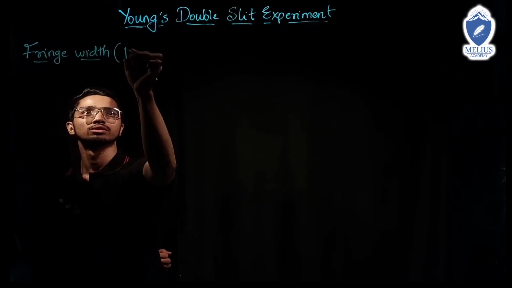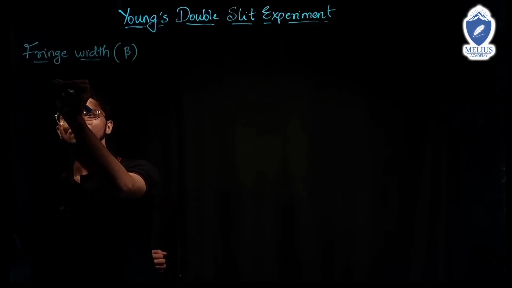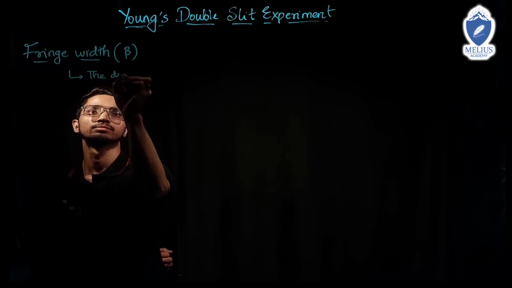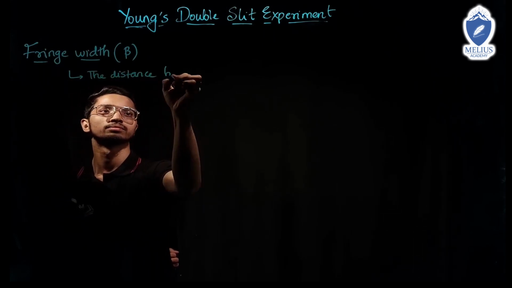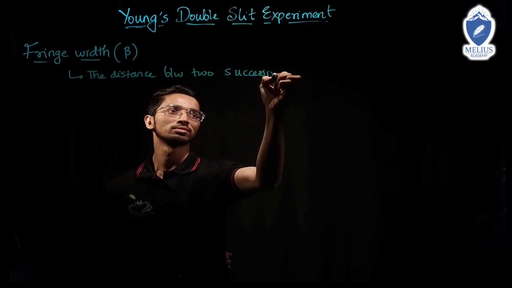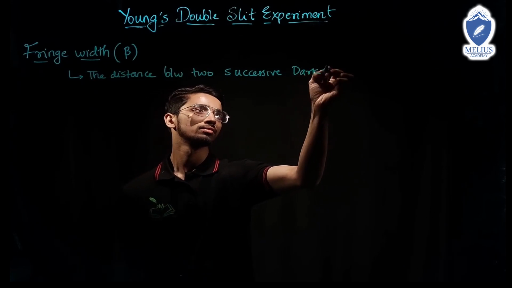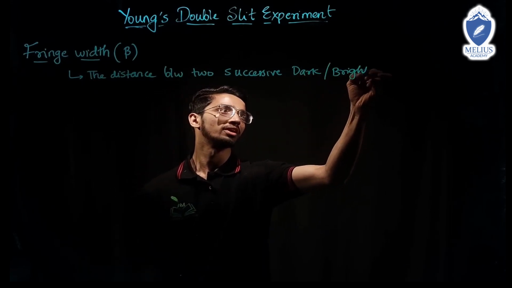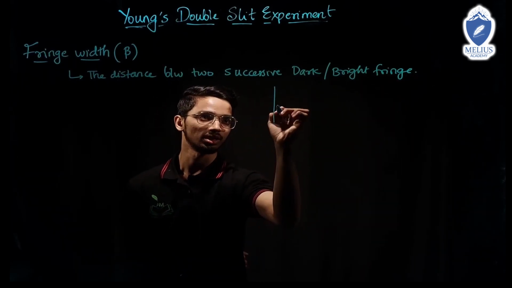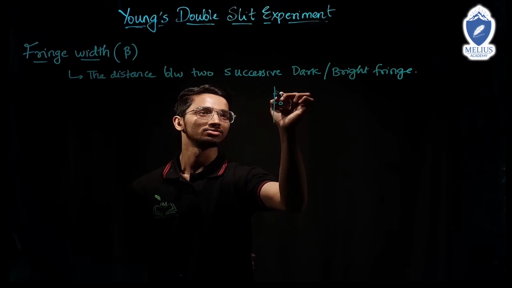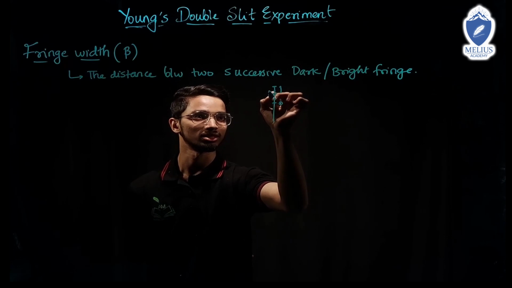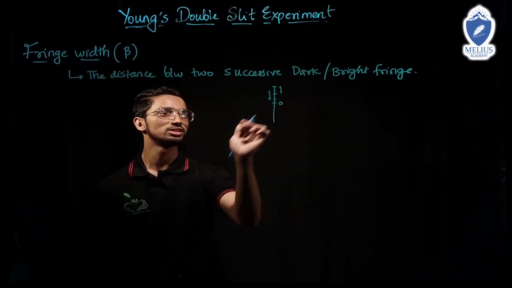Fringe width, which is denoted as beta. What is fringe width now? The distance between two successive dark or bright fringes. Two bright or two dark fringes. Let us assume this has central maxima O. This is first bright fringe, this is second bright fringe. The distance between these two, or this is first dark fringe, this is second dark fringe. The distance between these two. This is known as fringe width. Okay.